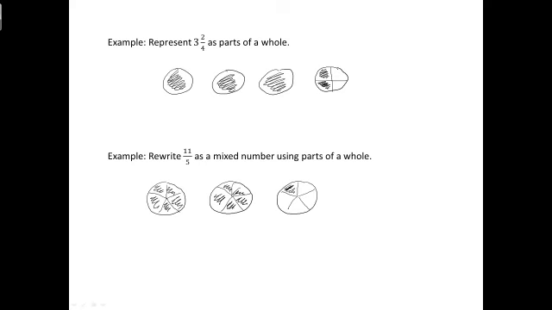11. And so in the end we have 2 whole circles shaded in and 1 out of 5 pieces necessary to get another circle shaded in. So this is 2 1/5.